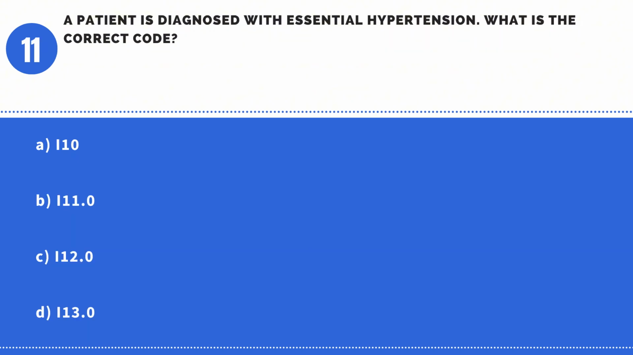Question 11. A patient is diagnosed with essential hypertension. What is the correct code? A. I10. B. I11.0. C. I12.0. D. I13.0.